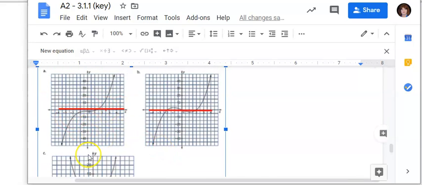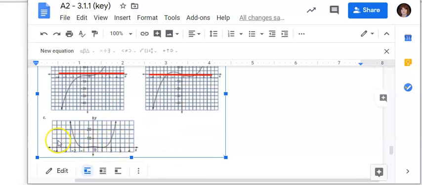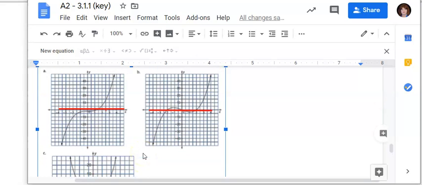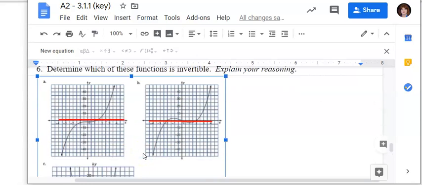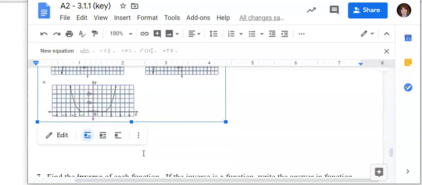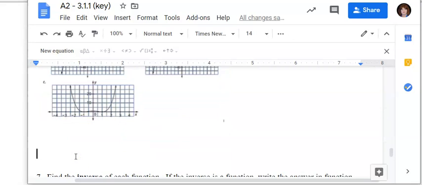But this third one, if you'll put a horizontal line in there, it's going to intersect twice up here. I think you can make it intersect 4 times down here. But it can only intersect once if it's a function that's invertible. So A is invertible because no horizontal line intersects more than once.